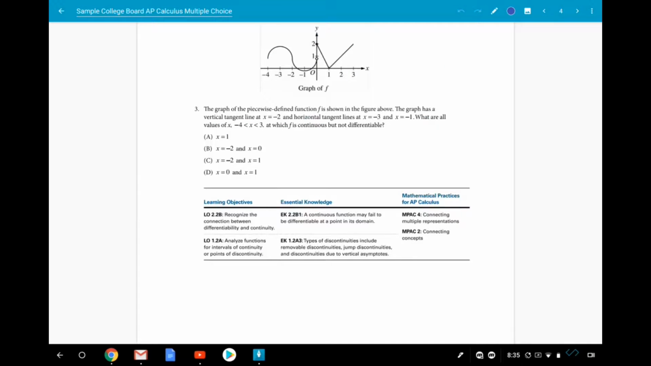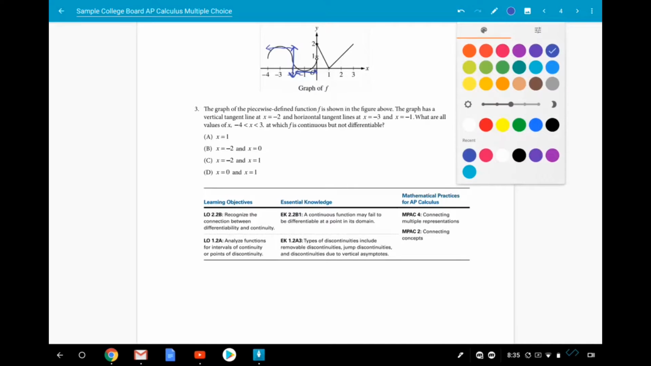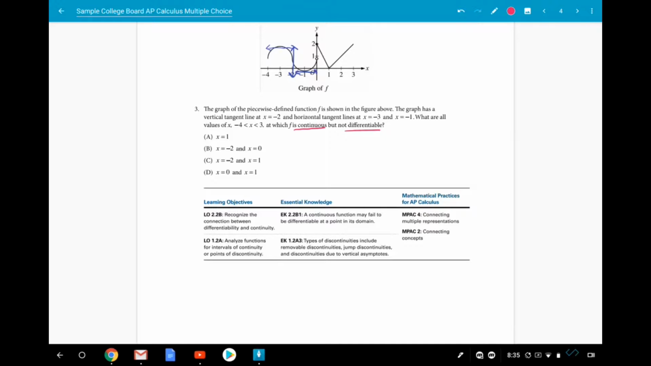Okay. Number 3, the graph of the piecewise defined function f is shown in the figure above. The graph has a vertical tangent line at x equals negative 2. It's a vertical tangent line like that. And horizontal tangent lines at x equals negative 3, so there, and x equals negative 1, so right over here. And the question is, what are all values of x from negative 4 to 3 at which f is continuous but not differentiable? So we're going to have to make sure that it is continuous and not differentiable.